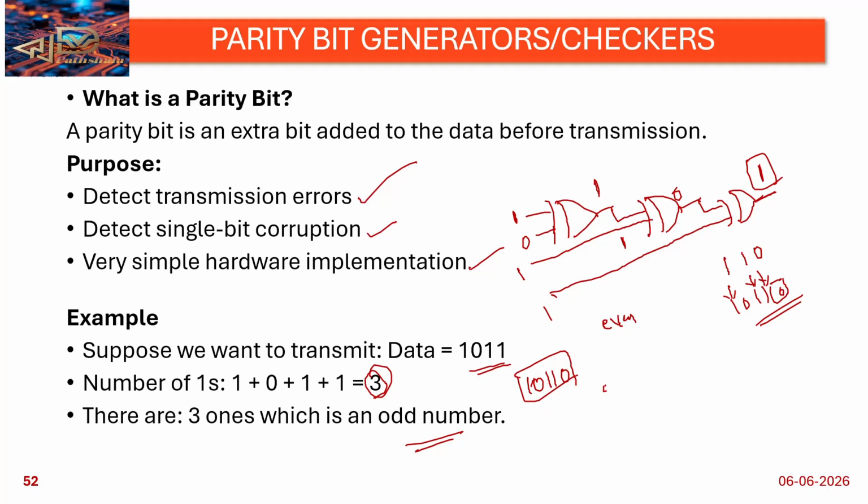Otherwise, if you are considering even parity, because here an odd number of ones are there, I need to add 1 0 triple 1. Okay, so 1 0 triple 1, I need to add that, and then we will get that output here. Okay, clear?